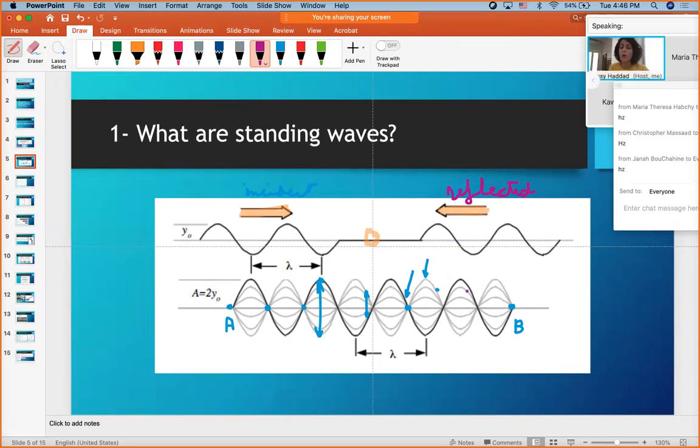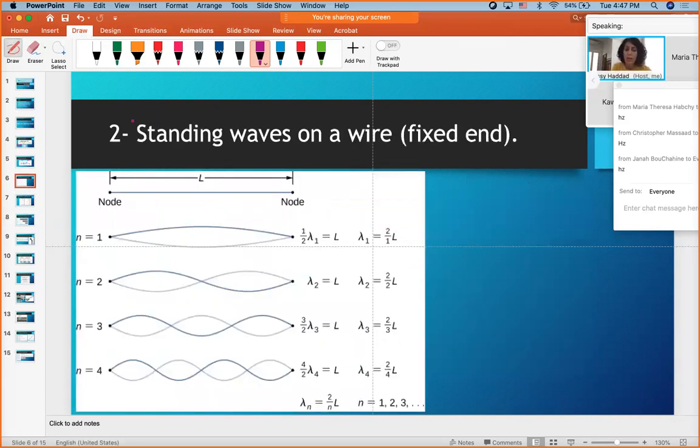So far we know how we do a standing wave. We don't know the conditions yet. We know how to describe a standing wave. It is standing, so some points are not moving, some points are moving with high amplitude. I'm going to move to the next section, which is standing wave on a wire, to discuss a bit the conditions.